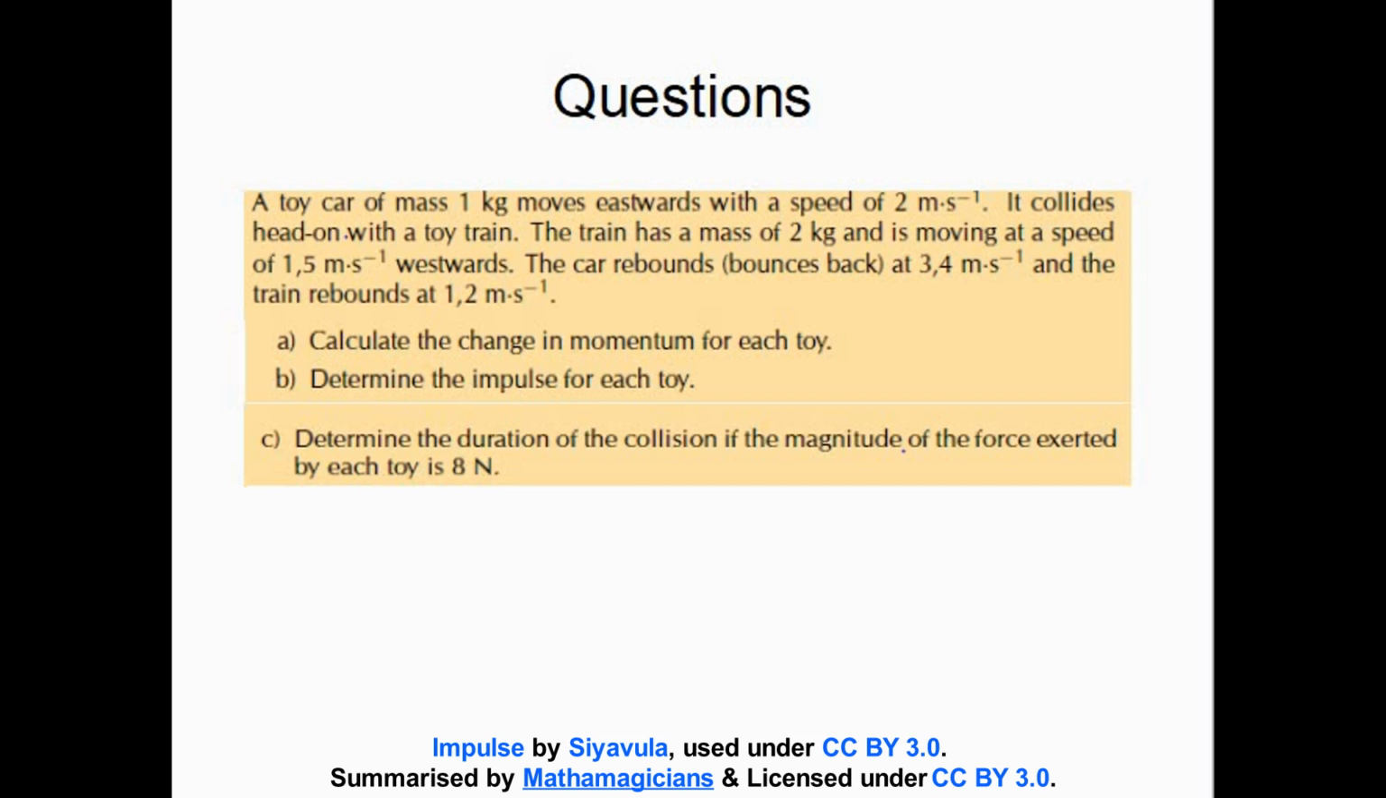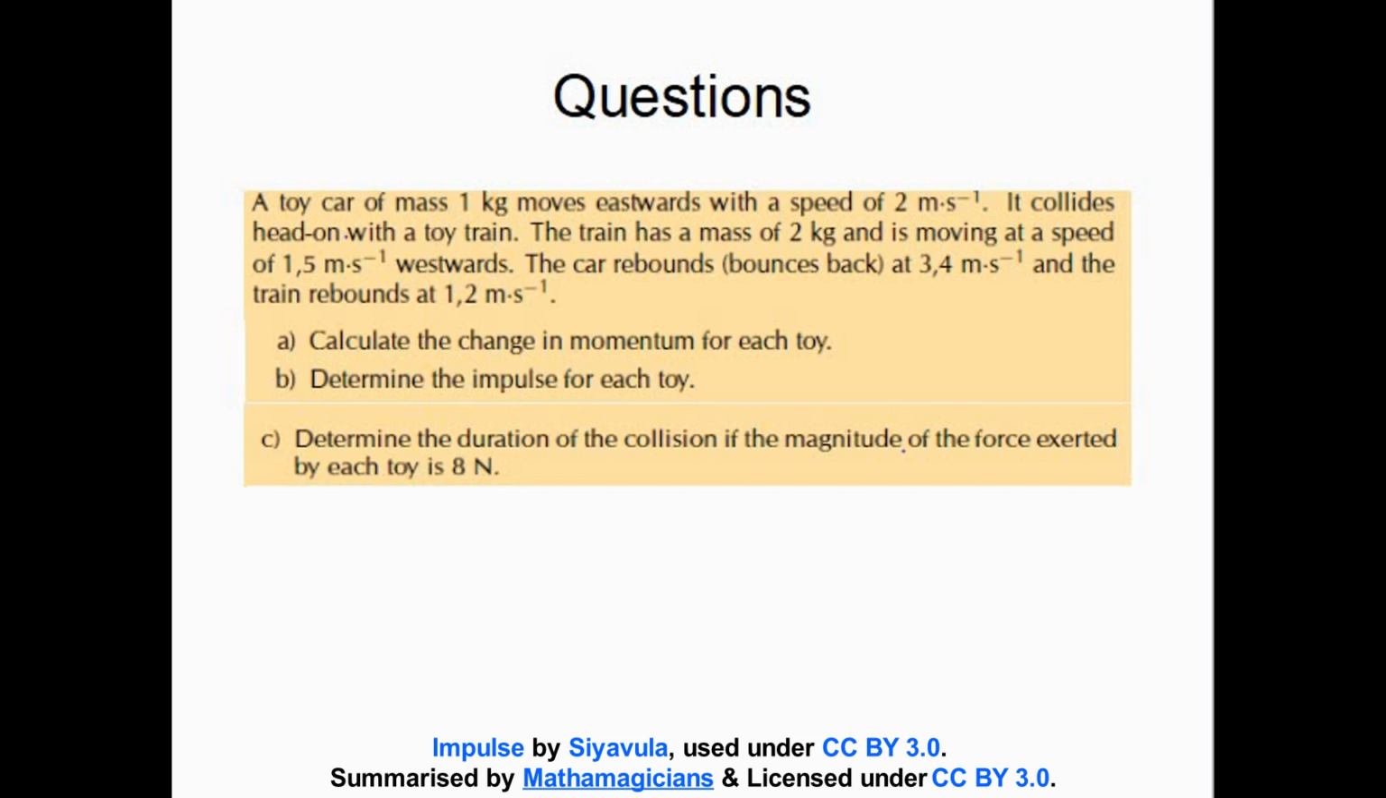A toy car of mass 1 kilogram moves eastwards with a speed of 2 meters per second. It collides head-on with a toy train. The train has a mass of 2 kilograms and is moving at a speed of 1,5 meters per second westwards. The car rebounds, or bounces back, at 3,4 meters per second and the train rebounds at 1,2 meters per second. A. Calculate the change in momentum for each toy.